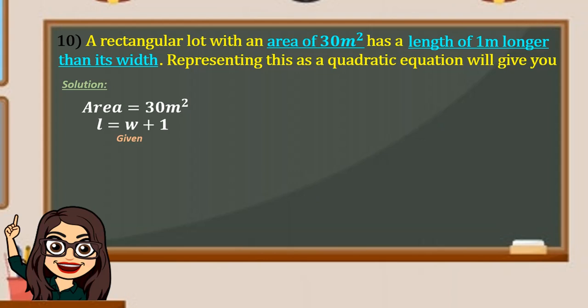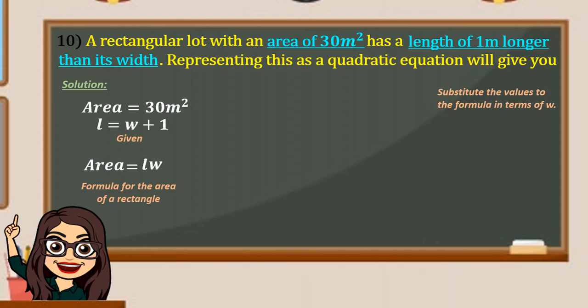So, since ang binigay na information sa problem is about the area, we need to recall what is the formula for the area of the rectangle. So, the formula for the area of the rectangle is area equals length times width. So, ito yung mga information na kailangan natin para magawa natin yung quadratic equation. So, for the first step now, we're going to substitute the values to the formula in terms of W.